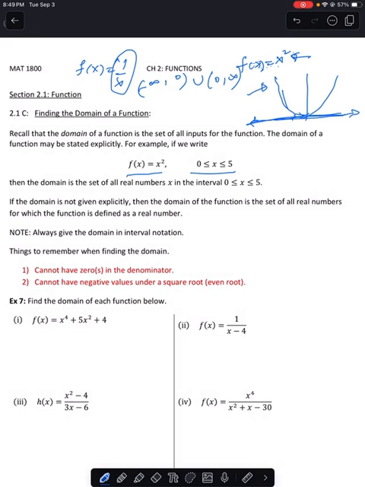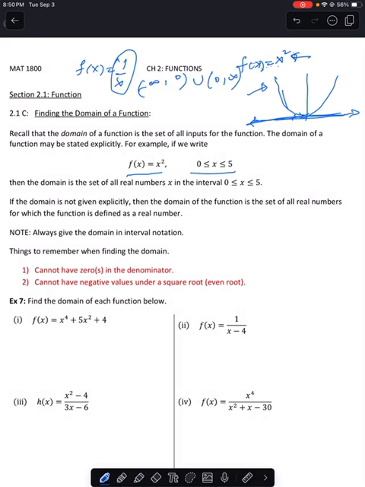Okay, so how do we now find out the domain of different functions? At this moment, there will be one more thing coming later in the course, but at this moment you have to remember two conditions. One is that we cannot have a 0 in the denominator. The second is that we cannot have negative values under a square root or an even root.